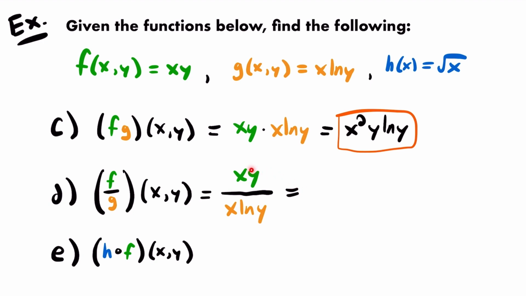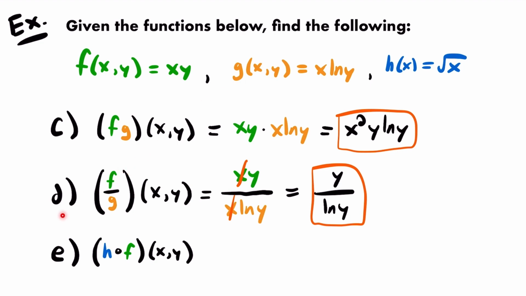We have a common factor of x in the numerator and denominator that can be canceled out. So let's do that here. Cross those out, and you're just left with y divided by the natural log of y. And that is the final answer for that function. That is the combination of f and g using division.